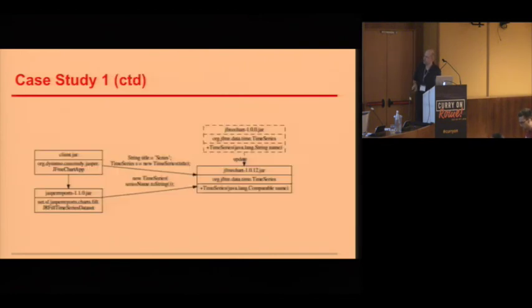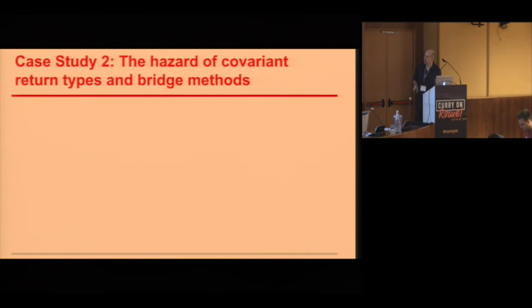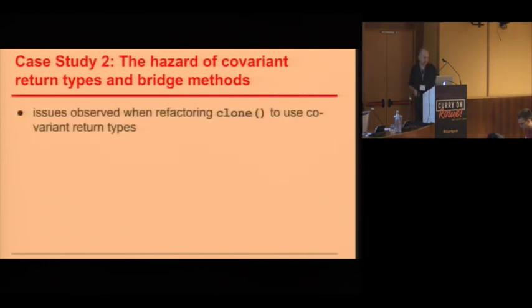There's a second case study, and it takes some time to explain, but I would really invite everybody to have a look at it, because it is a scenario that was first reported on the Java developer mailing list, when an engineer started to refactor clone to use covariant return types. If you have covariant return types in Java, you introduce a so-called bridge method that has the same parameter types as the original method, but a different return type.